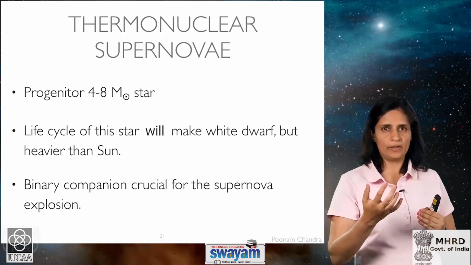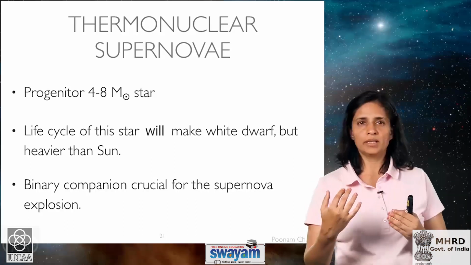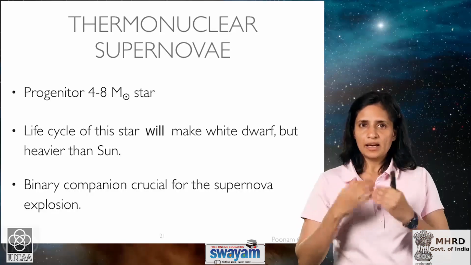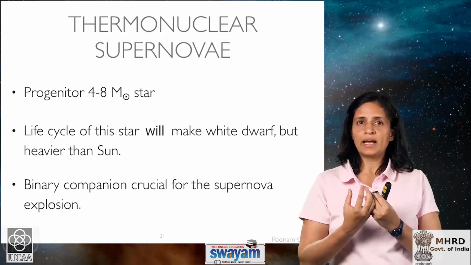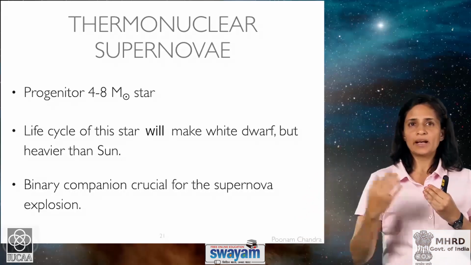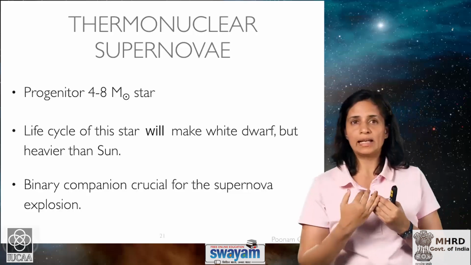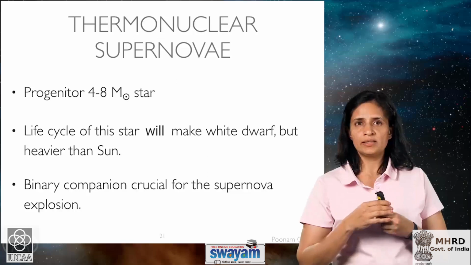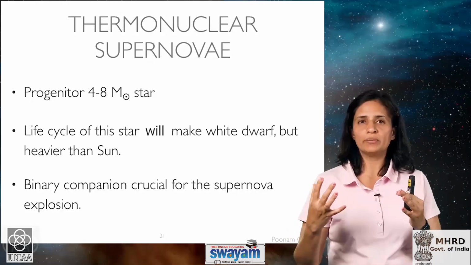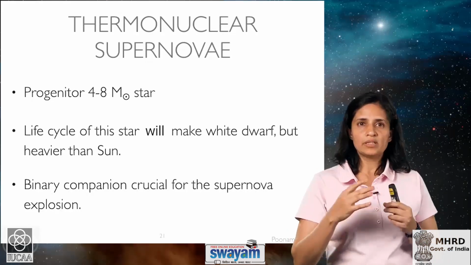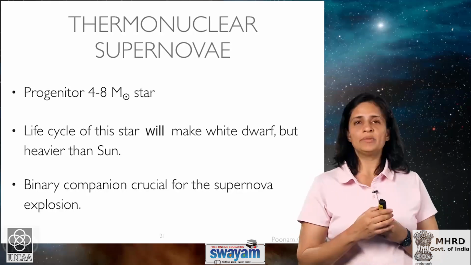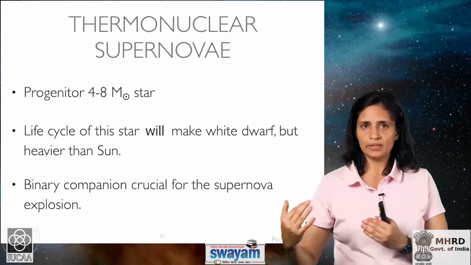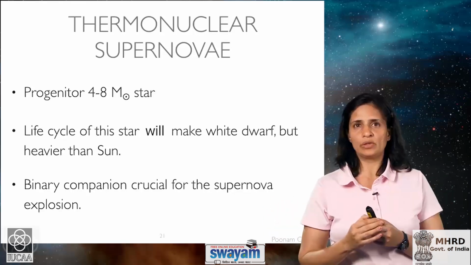And if such a white dwarf happens to come in the territory of another star, then because of this white dwarf, which has a very high gravity, it will accrete mass, it will collect mass from this companion. Then it violates certain quantum mechanics law, which is given by the Chandrasekhar mass limit. When it exceeds that mass, there will be thermal runaway reactions and the whole star will collapse.